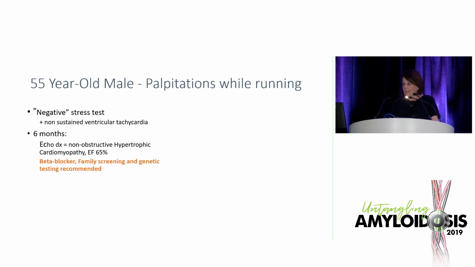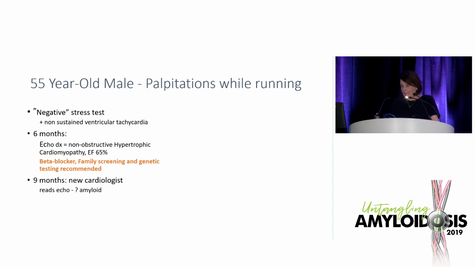About 6 months later, he still wasn't really feeling right, and he finally got an echo. He was diagnosed with non-obstructive hypertrophic cardiomyopathy. His EF was 65%. He was started on a beta blocker, and it was recommended that he get family screening and genetic testing. And he still wasn't really feeling too horrible, but he wasn't able to really run the way that he thought he should.